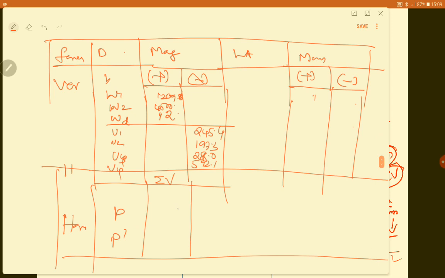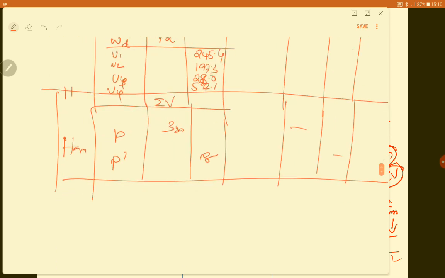P will be equal to 3200, and P dash will be equal to 18. Corresponding lever arms you have to write, and you have to write the moment values here. And then once you write the moments, you can just find the summation, sigma M. Once you get the sigma V value and sigma M value, what will be the next step to do?